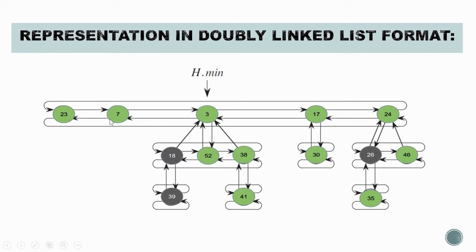Similarly, 7 has 3 at its right and 23 at its left. But if we look at 23, it has 7 at its right and 24 at its left. Likewise, 24 has 17 at its left, whereas it has 23 at its right, and they are linked like so. This is how each node will be linked to its siblings. But if a node has 0 degrees, like in the case of 23 and 41 and 35, they will be linked with themselves.